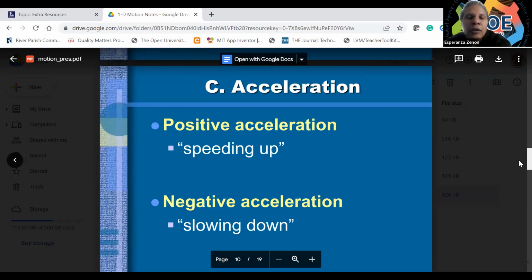As I said, we're going to keep it simple. Positive acceleration, speeding up, hit the gas. Negative acceleration: acceleration can be negative when you're slowing down, hit the brakes. Do not say decelerate. Positive acceleration, speeding up, hit the gas. Negative acceleration, slowing down, hit the brakes. And you know inherently, if you're speeding up, your velocity is getting bigger. If you're slowing down, your velocity is getting smaller. All right?